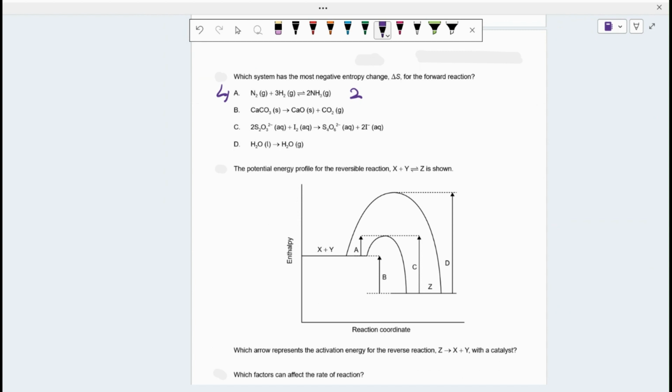We've got 1 mole of gas, 3 moles of gas, 4 moles of gas in the reactants, and 2 moles in the products. That looks pretty good. What about the other ones? We're moving from 0 here to 1, so that gets less ordered. Nope, that would be positive entropy. Here we have 0 to 0, so no change. And here we have again 0 to 1. So our answer will be A.